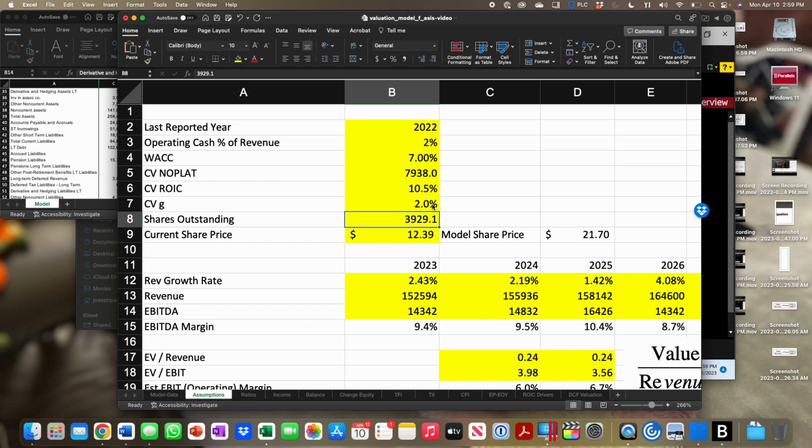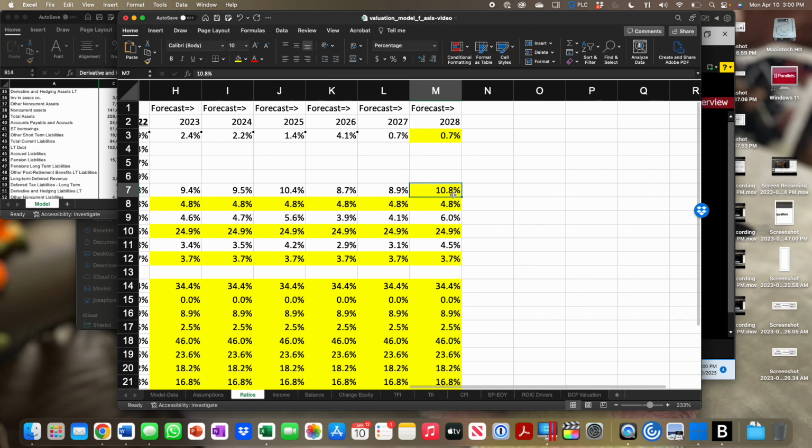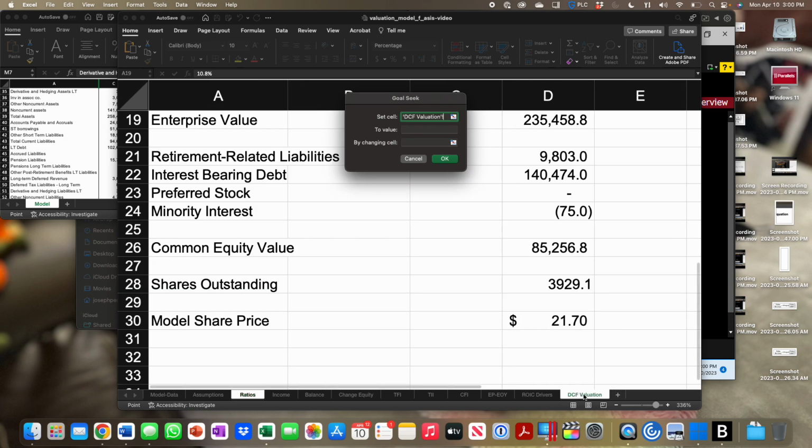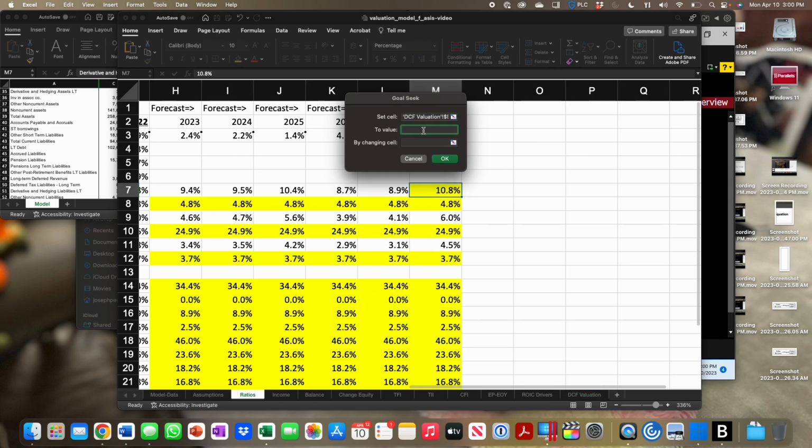What margin solves for that share price? So what I'm going to do is I'm going to go back to my ratios, and the EBITDA margin, M7, I'm going to use goal seek on that. Okay, and I'm going to solve for what margin at 2% gets me the share price, as opposed to saying at what growth I need at a 10.8% margin. So here's what I'm going to do. Tools, goal seek, set cell, share price, D30 to, what was the current share price? 12, what? Remember the number? 12?